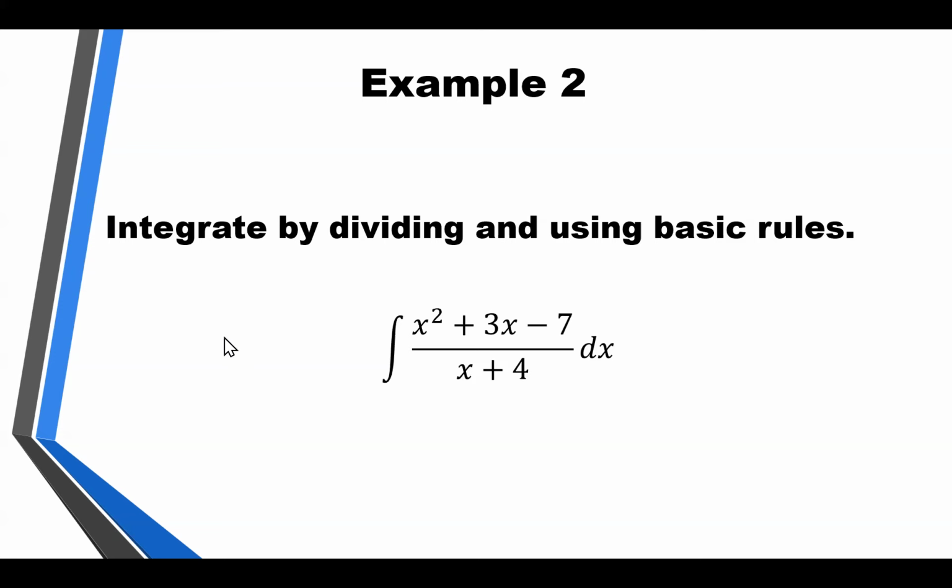So I want to integrate that with respect to x. Well, the first thing we should notice is that the numerator has higher degree than the denominator. So this is polynomial divided by polynomial. The numerator is x squared plus 3x minus 7. The denominator is x plus 4. The numerator has higher degree than the denominator. So what I'm going to do is divide.